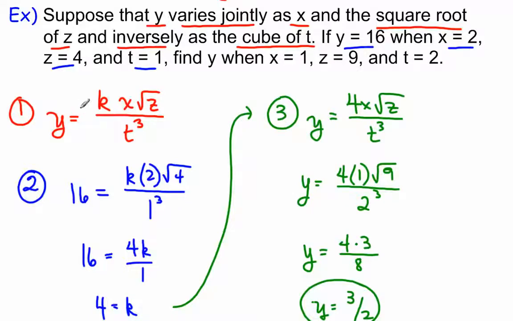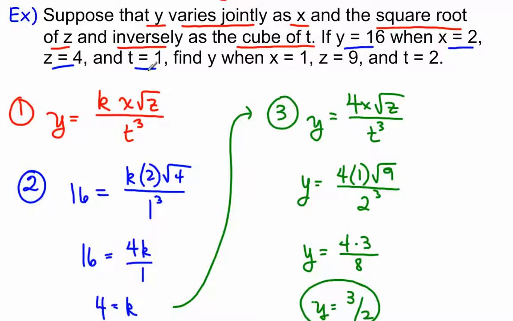So y equals one constant of variation k, and it's directly with the x. It says and the square root of our z. And then inversely, so that's going to go in the denominator, the cube of t. Now that's not cube root, it says the cube, so that means t to the third power. Finding k is the second step.